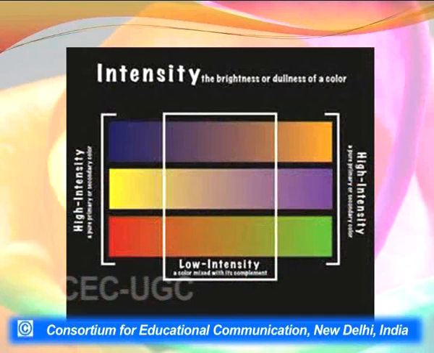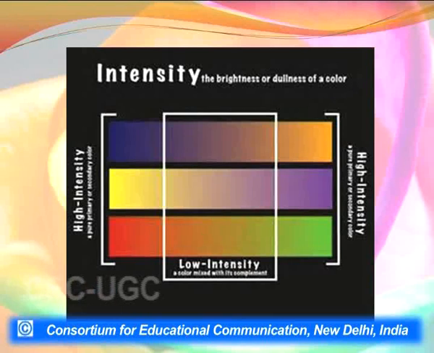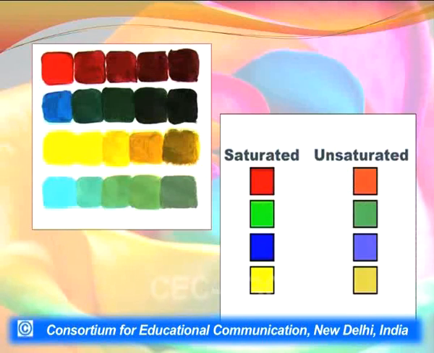In this slide it is quite clear, high intensity and low intensity. The middle portion is of low intensity and both the sides are high intensity. Though these are the tints and shades of one color, you can say. So, this is about how bright and how dull the colors are.